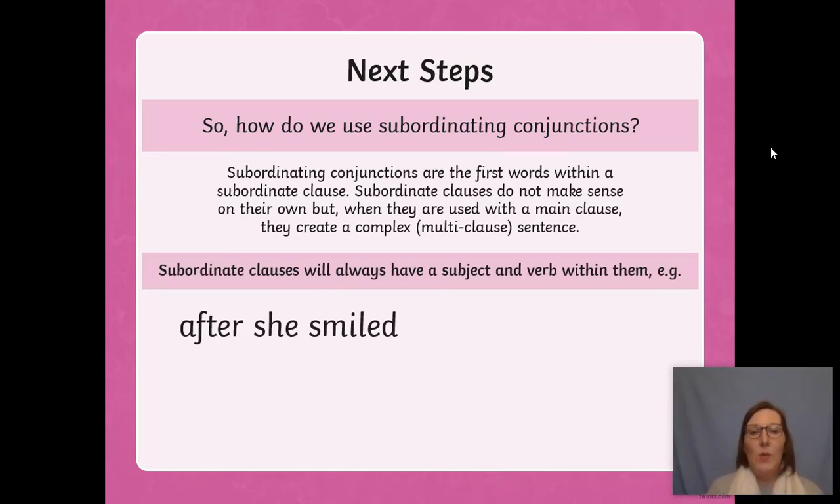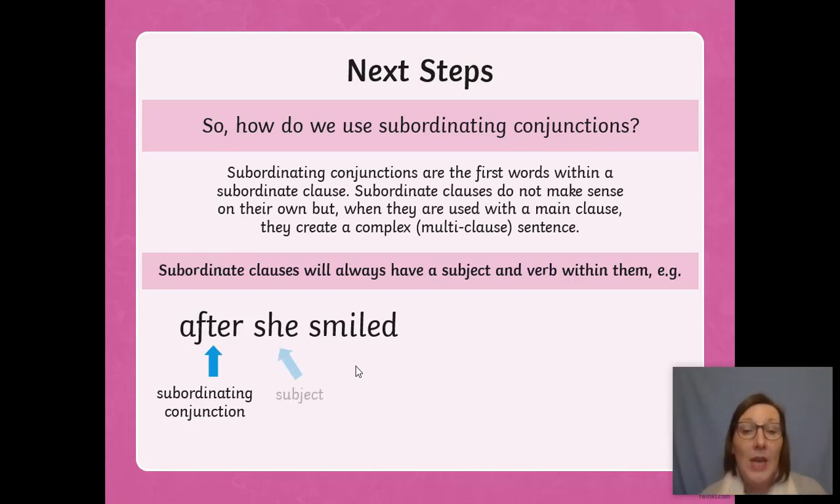Okay, so let me explain further. Subordinating clauses will always have a subject and a verb within them. Okay, so here we've got after she smiled. Now we know that the after is our subordinating conjunction. It's from I saw a wabub. She is our subject and smiled is our verb. Okay, do you want to go through that again just to remember what a subordinating conjunction will have and a subordinating clause will have? All right, if you want to pause here, you can have a read through that again and say it to yourself again.